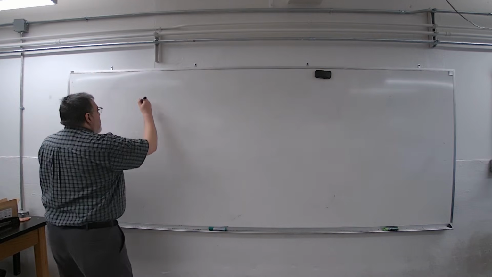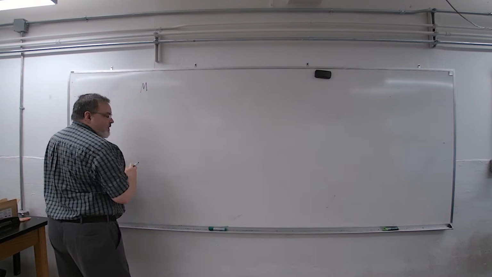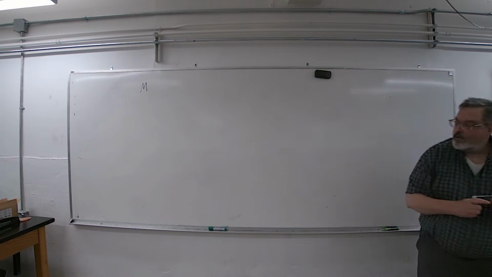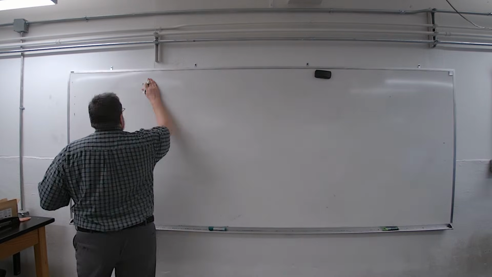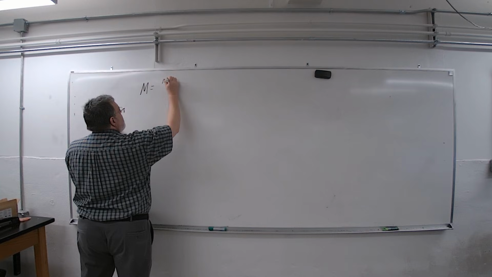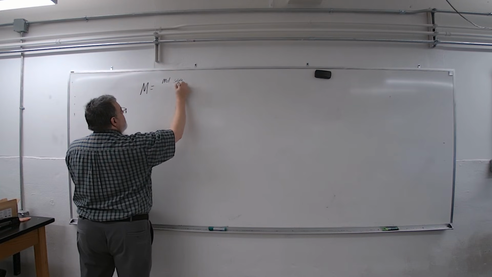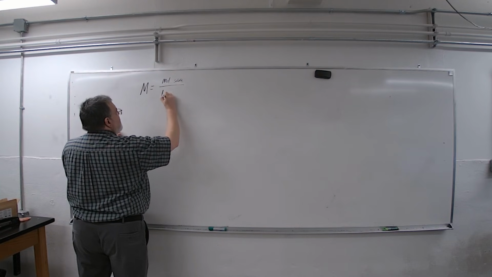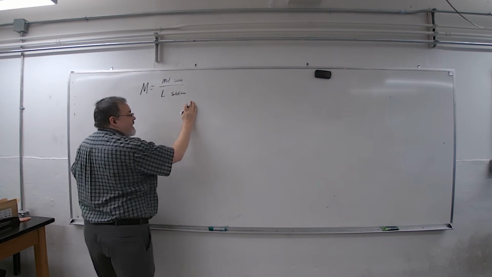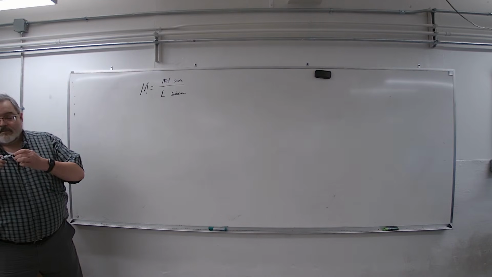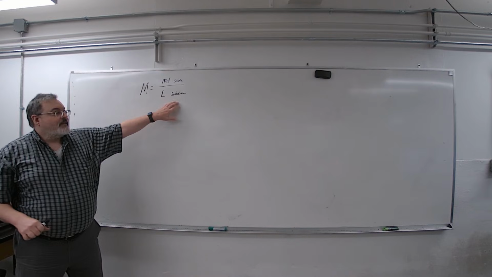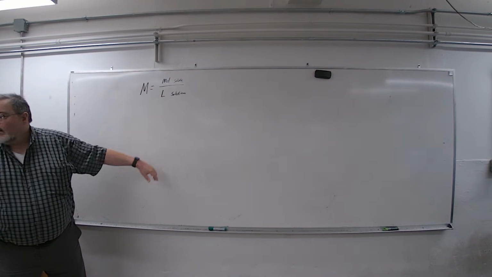So for molarity, we use a capital M to denote molarity. And that's always moles of solute over liters of solution. It's not liters of solvent. It's the solution after it's already made. It's kind of hard to predict, but the density will change.